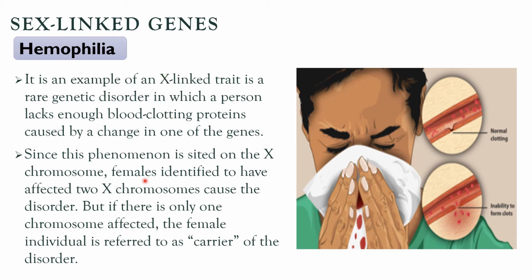Okay, so when a female has two affected X chromosomes, she has the disorder. If both of her 23rd pair of chromosomes carry that disease, which is hemophilia, both her X's carry the trait of hemophilia. Therefore, that female will have hemophilia. But if only one X is affected by hemophilia, the female individual is referred to as just a carrier.